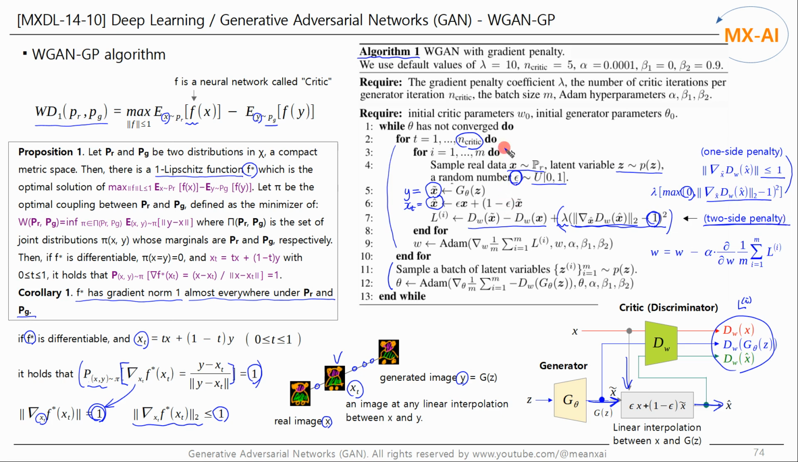This process is repeated m times. M is the batch size of training data. Update the critic network using gradient descent or the Adam optimizer. Next, we update the generator in the same way as the standard GAN.